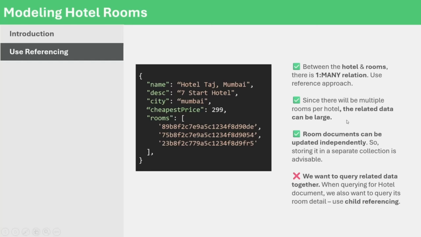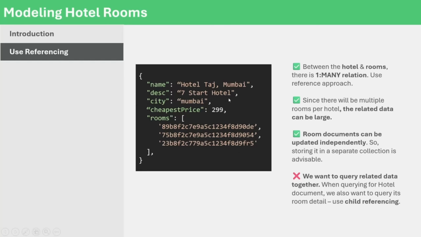So if we store the room documents directly inside the hotel document, it is possible that the size of the hotel document might cross the 16 MB size limit. And we want to avoid that, right? And the room documents which we will create can also be updated independently. So when we want to update the related data independently, at that time also we go with the reference approach.